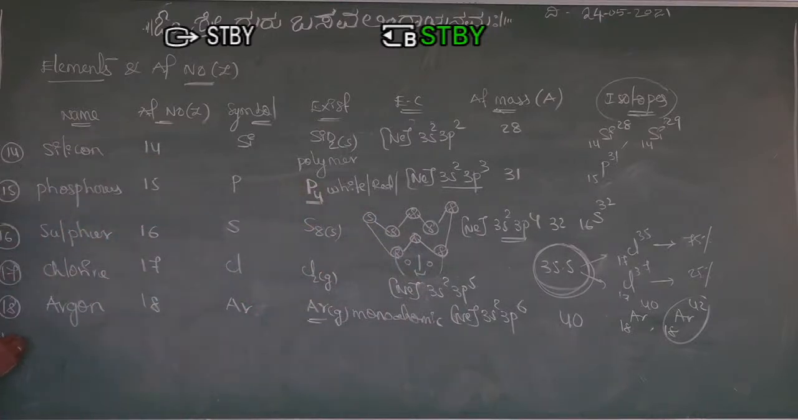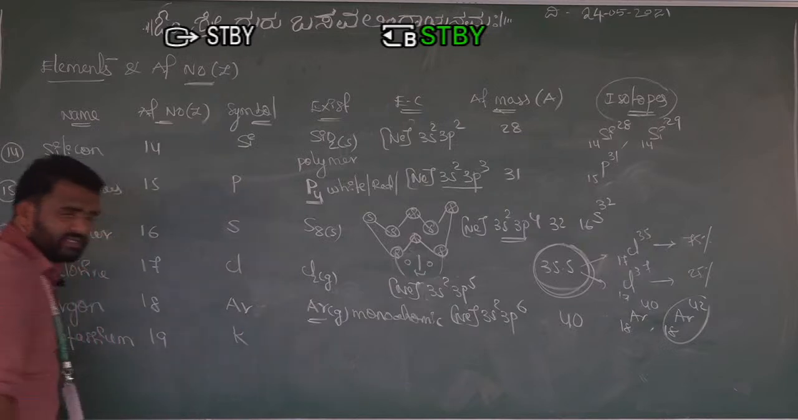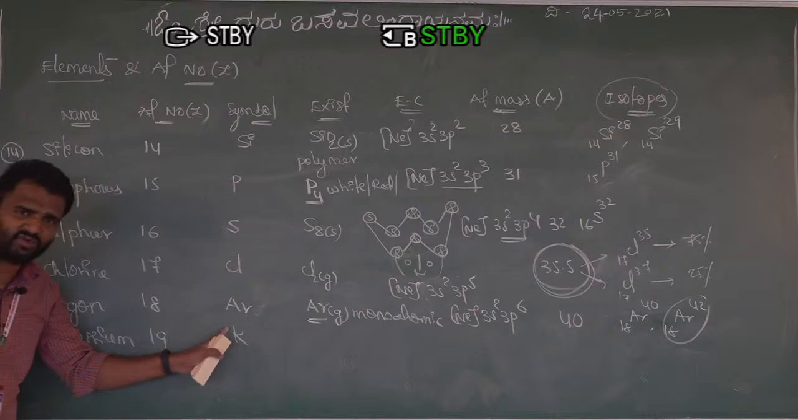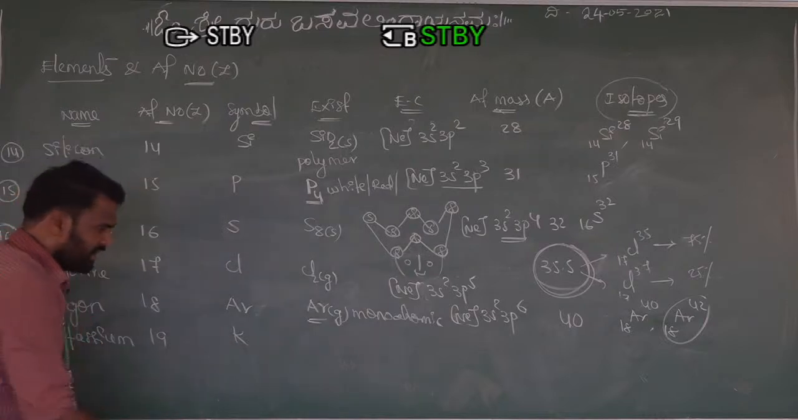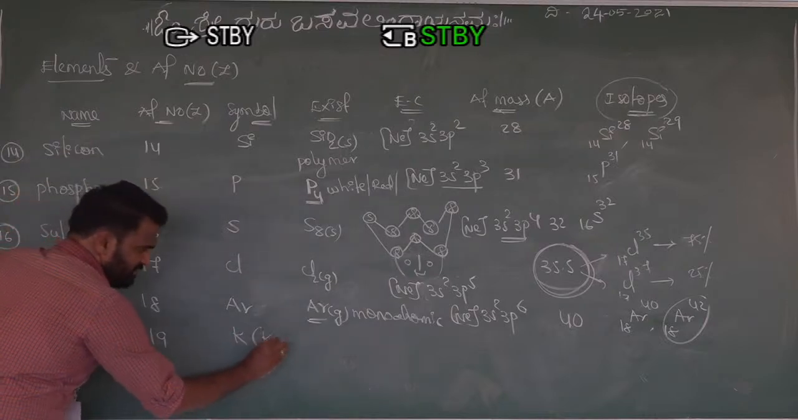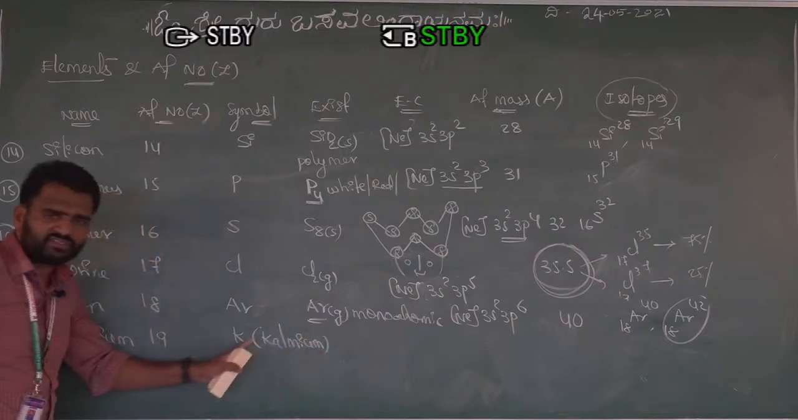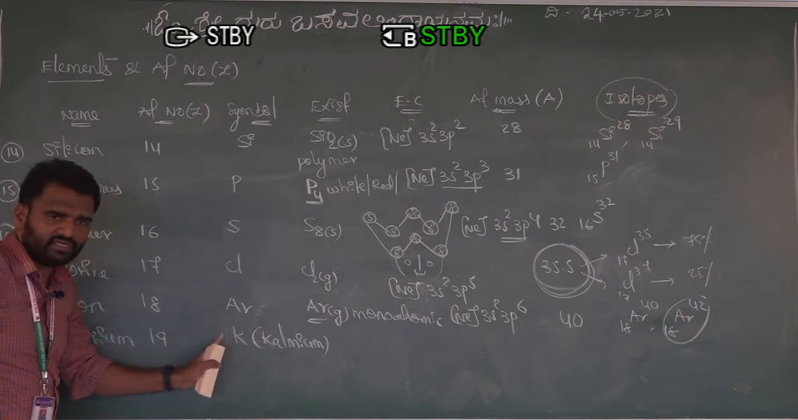And next, 19. 19 is potassium. Potassium atomic number 19. And the symbol is K. For potassium you would have to use P, but here we are using K. K is from the Greek and Latin name, kalium. So the first letter K is used in the symbol.